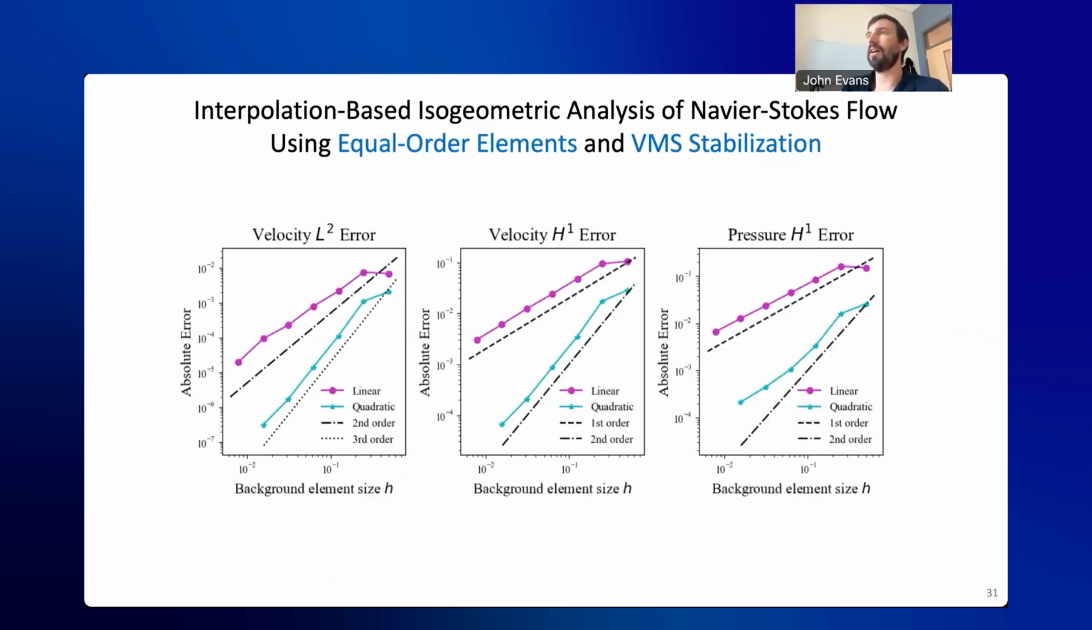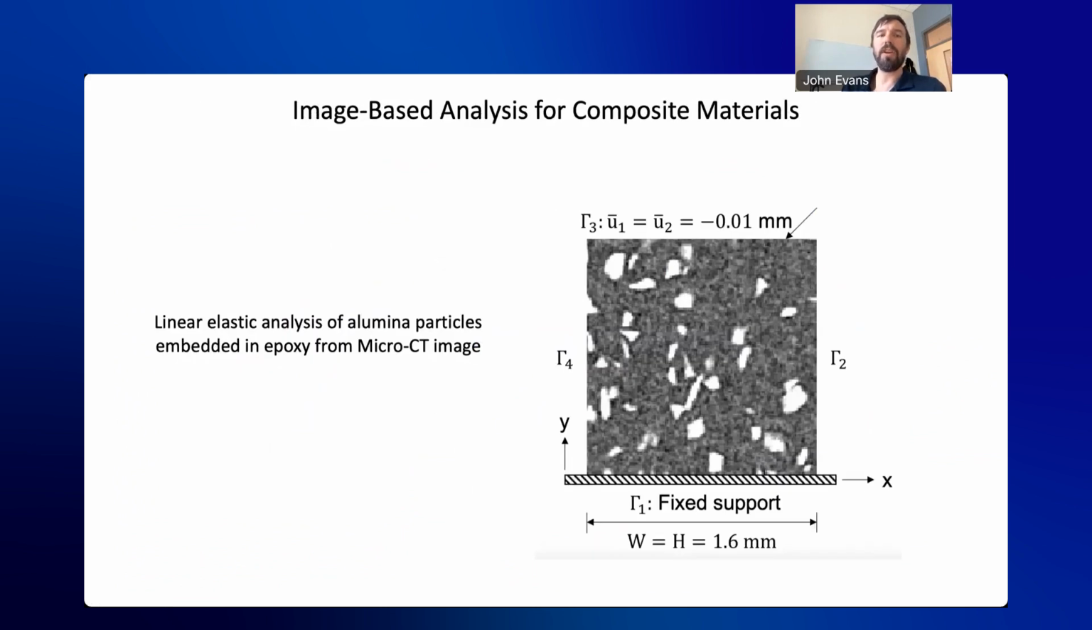And looking at our velocity errors as measured in the L2 norm and H1 norm, and pressure as measured in the H1 norm, we see that we get optimal convergence in all cases with this. And then we can do things such as image-based analysis for composite materials.